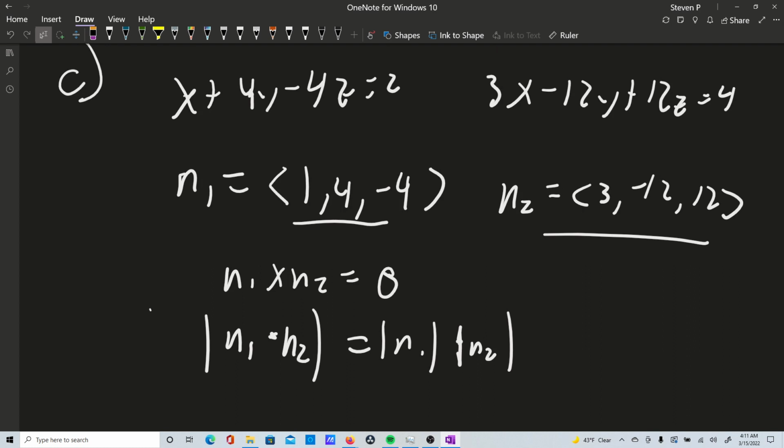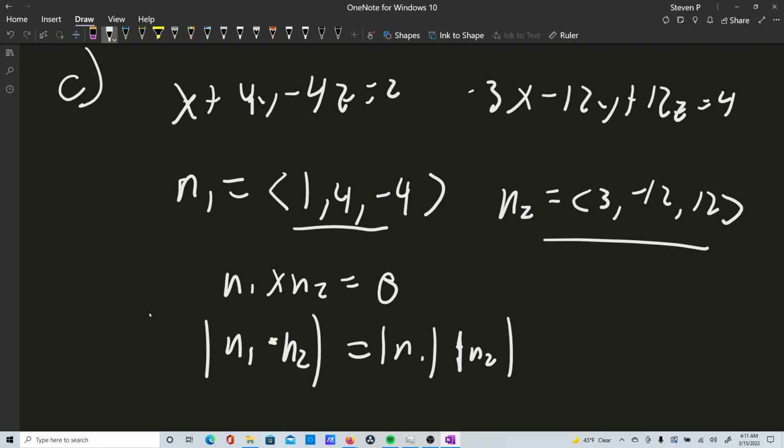Oh, sorry, did I get my signs wrong here? There should have been a negative sign right here. There should be a negative sign.